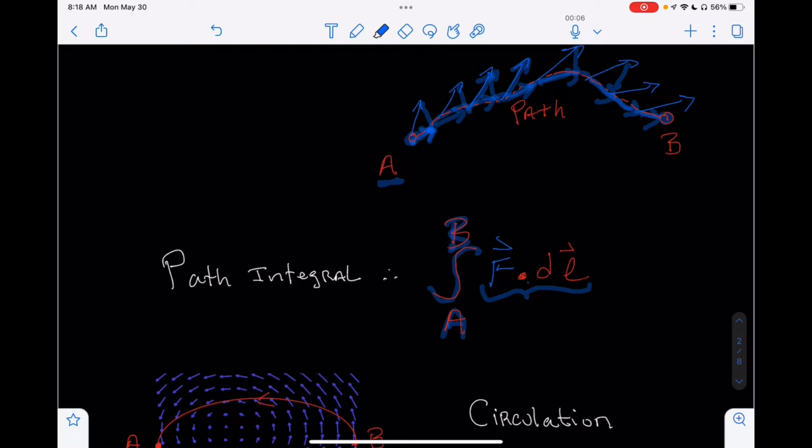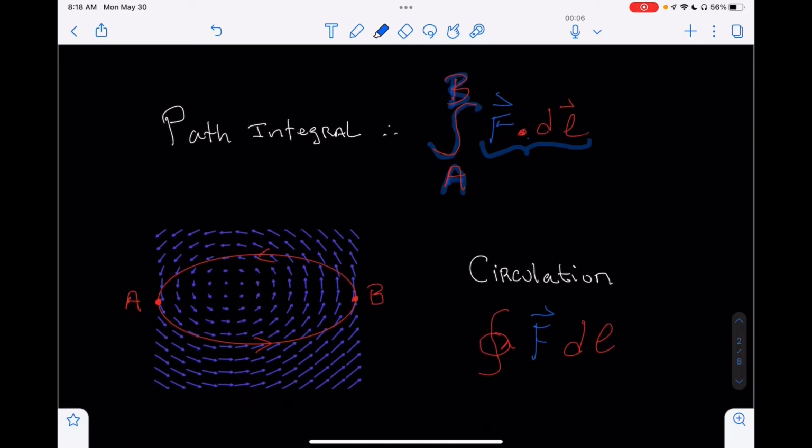So when we talk about circulation, what we're going to do is something similar, except that we're going to go back to the same original point. So we're going to follow a path from point A to point B, as you see right there. And once you reach point B, you're going to go back to point A, not necessarily reverting your path, but you're just going to keep going and then come back to A. And that's why we say that this is like a closed loop line integral, if you want.